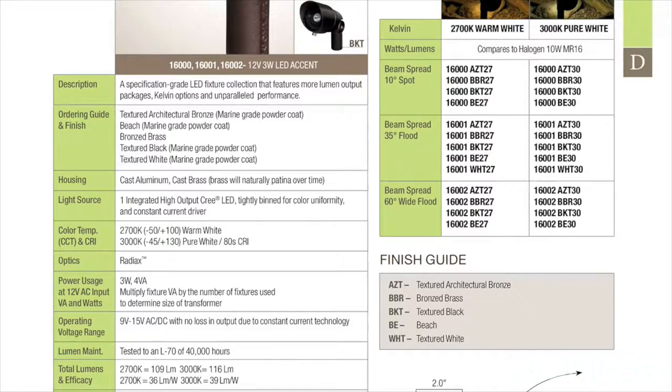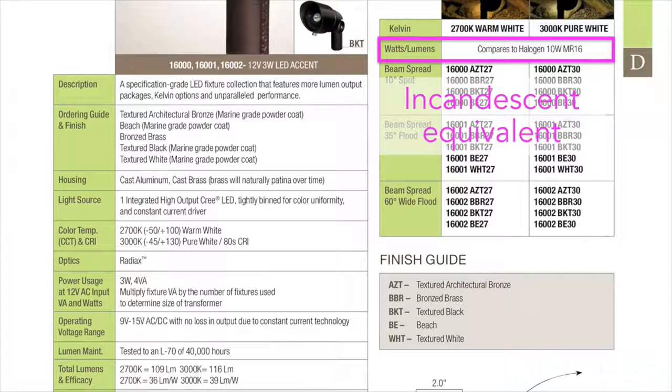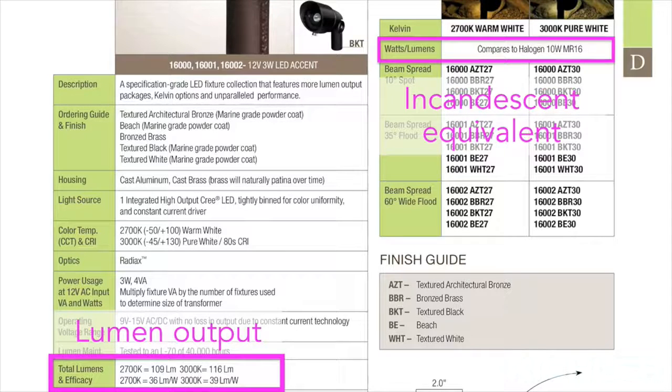The incandescent equivalent is here for contractors unfamiliar with lumens. The lumen output is listed here. It's much better to think in terms of lumen output because the measurements are more precise. For instance, lumen output varies between colors of light. Fixtures producing warm white light have slightly different lumen outputs than those producing pure white light.